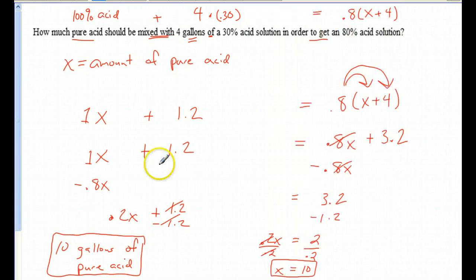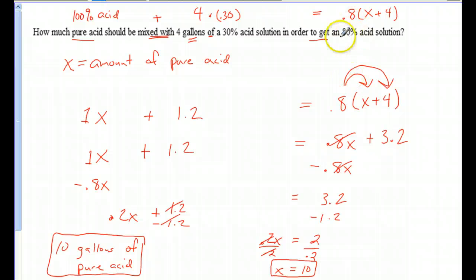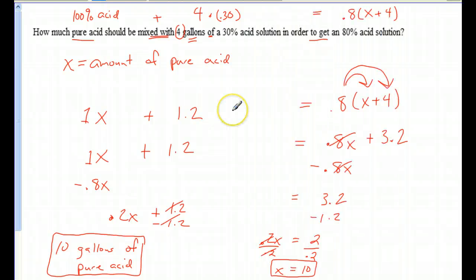Now, it was 10 gallons plus 4 gallons is 14 gallons. So if we divide 11.2 by 14, we get 80%. And that's what we want, an 80% acid solution. So take this, add 4 times 0.3 to it, and then divide by the two numbers total, 4 plus 10. So again, that's what we did to check it. 11.2 divided by 14 means I've got an 80% solution.